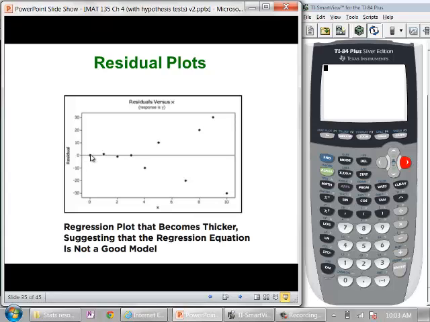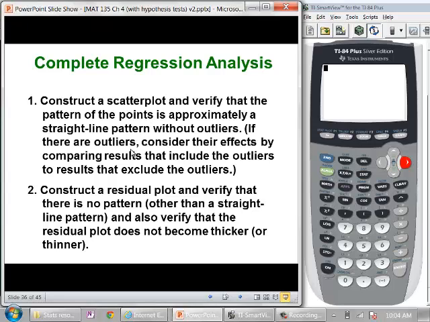And in this one, notice how the residual plot starts over here and then it widens out as we go out this way. So again, that would mean it's not a good model. So basically what we're doing is we're starting with a scatter plot. We're doing a hypothesis test and looking at the scatter plot to see whether there would be a linear correlation. If there is, then we would go on and find our regression equation and construct a residual plot, and then we would look at the residual plot to see if there's a pattern there. If there is a pattern, then we wouldn't want to use our regression equation as a model.